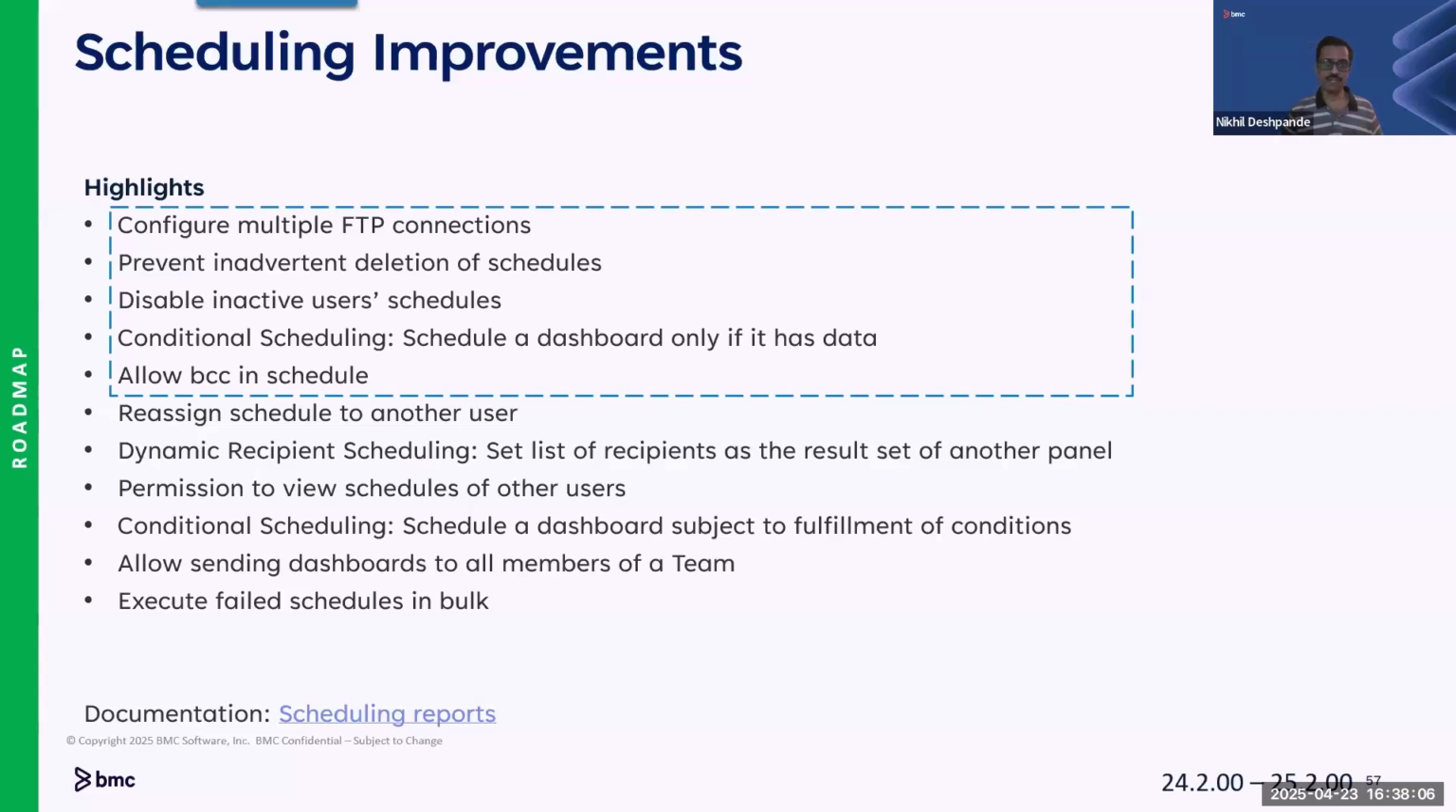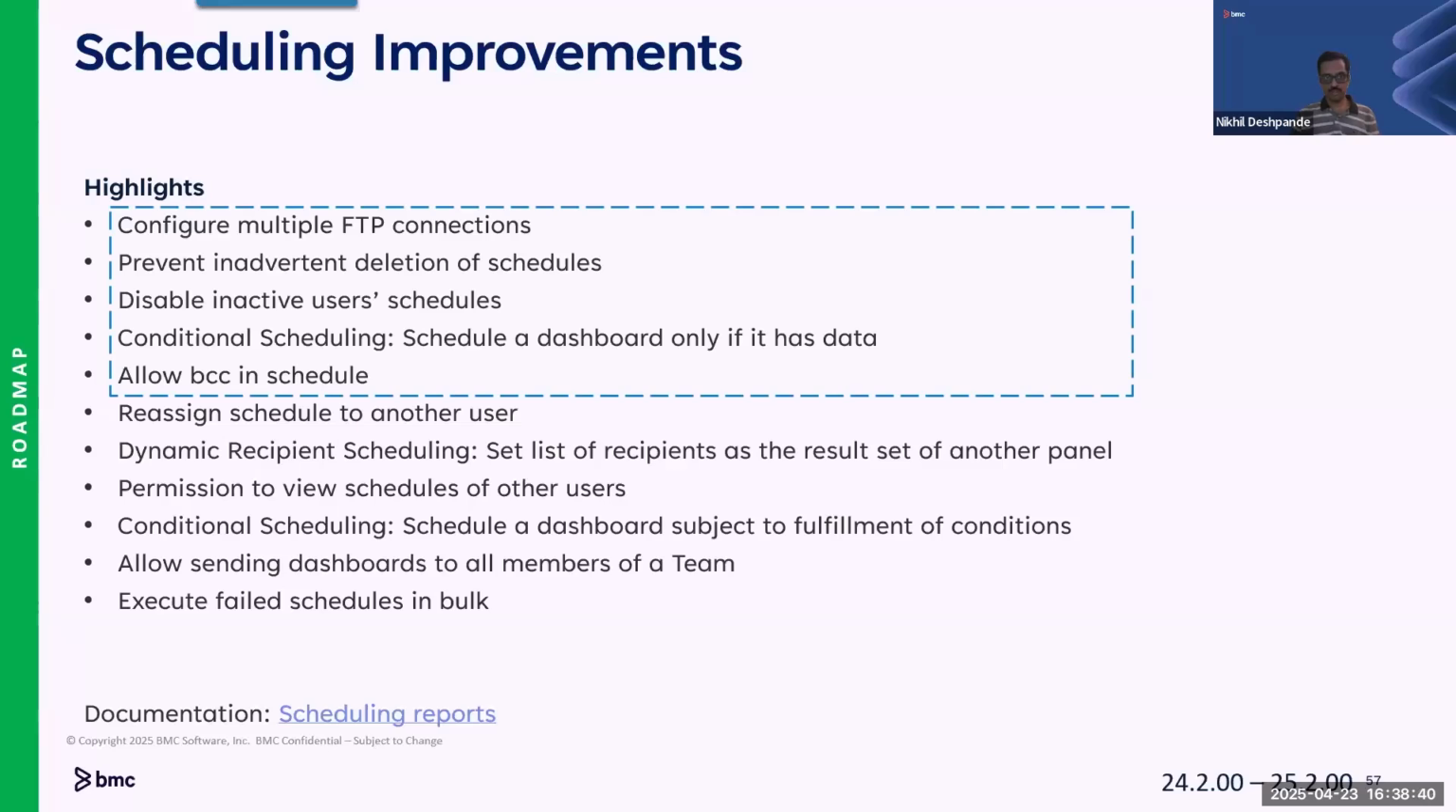Some roadmap items for scheduling. The most important one is dynamic recipient scheduling. Currently, you must have a static list of your scheduled recipients. Dynamic recipient scheduling is about setting rules as to who are the list of recipients. And this list of recipients will not be a static list. It will be dynamic. It could be the result of another dashboard or one of the existing panels in the current dashboard.